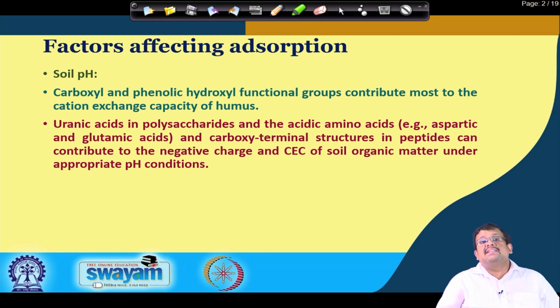So, negative charge and CEC of the organic matter can be contributed by uronic acid in polysaccharides, the acidic amino acids, for example aspartic acid and glutamic acid, and carboxy terminal structures in peptides.